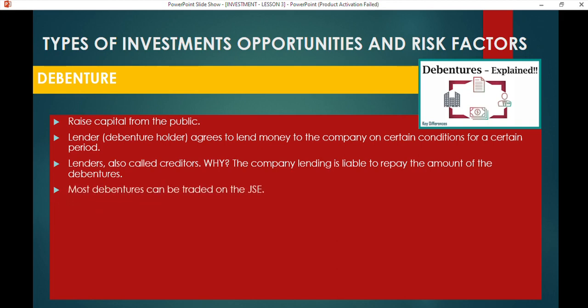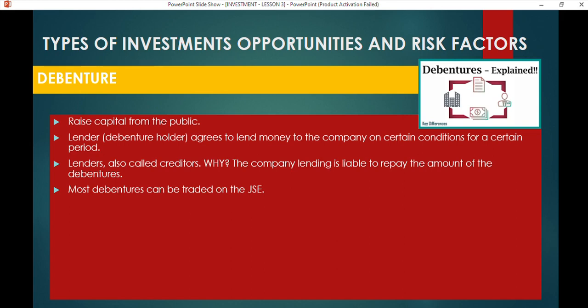Okay, most debentures can be traded on the JSE. There you can sell your debenture. It's tradable on the JSE, which means it's an asset. The company must repay the amount to the lender or the debenture holder. So if you trade your debenture, someone else gets that, and he can claim the full amount.